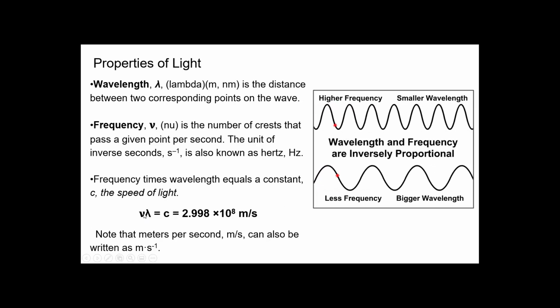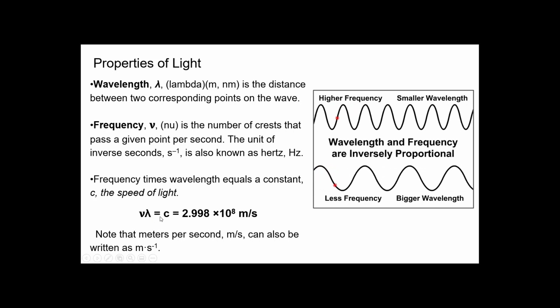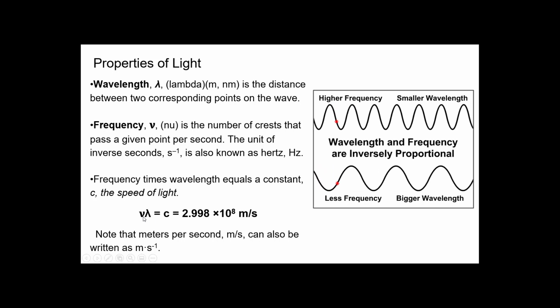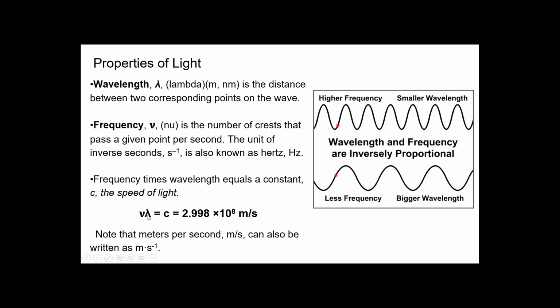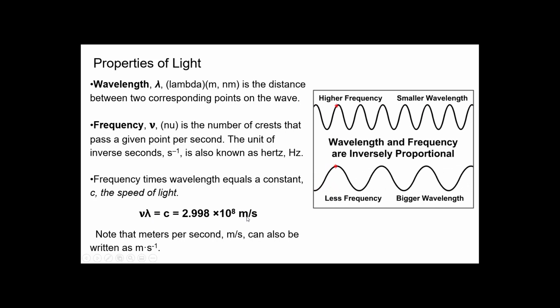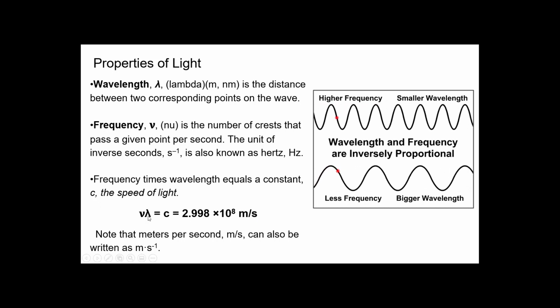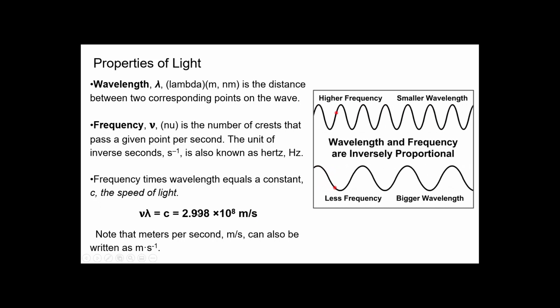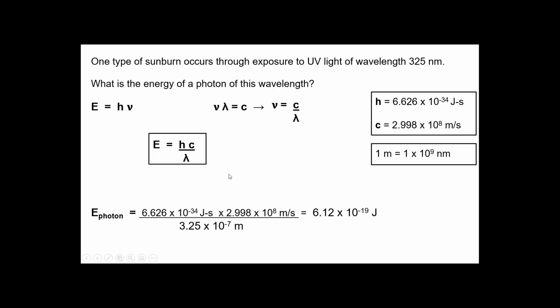Then we go back to frequency. Frequency times wavelength equals the speed of light. Frequency doesn't change. It's 1 over s. Wavelength is meters, and speed of light is meters per second. So when one cancels out, the other unit will still be left over. Why am I bringing these both up? Because you can actually use them together.